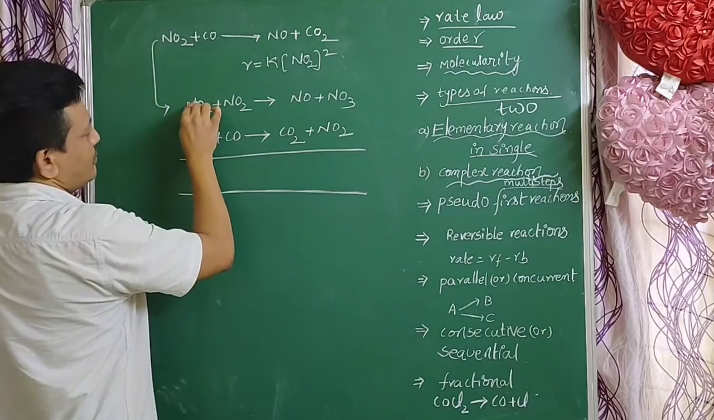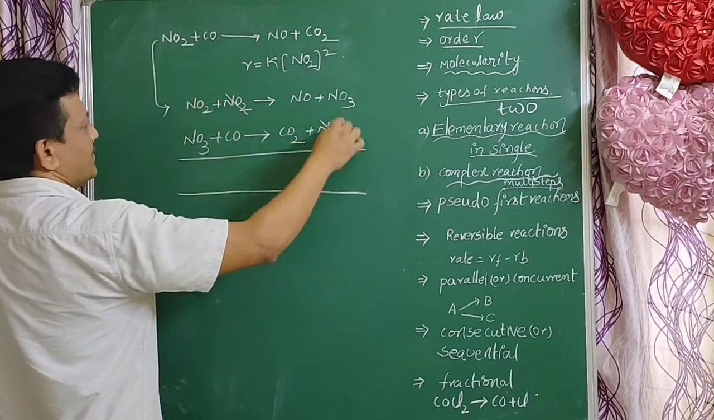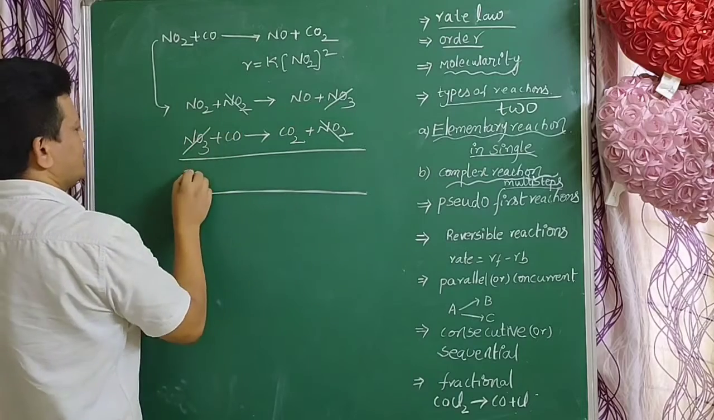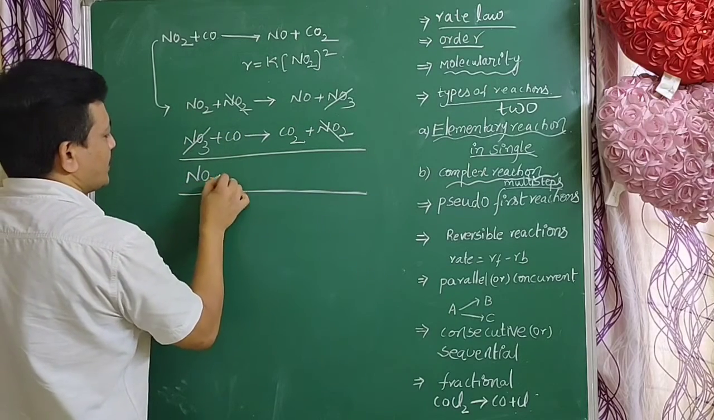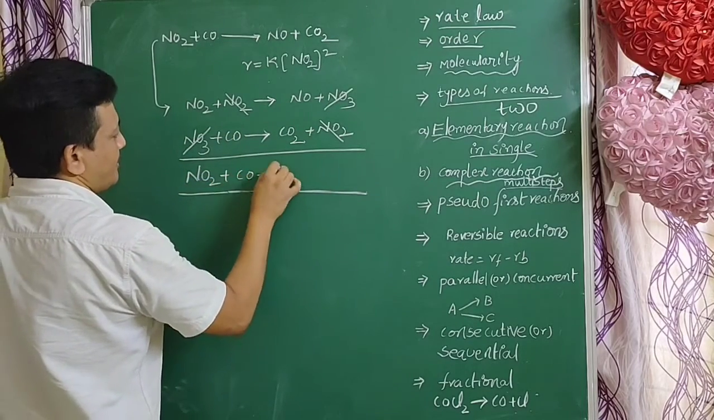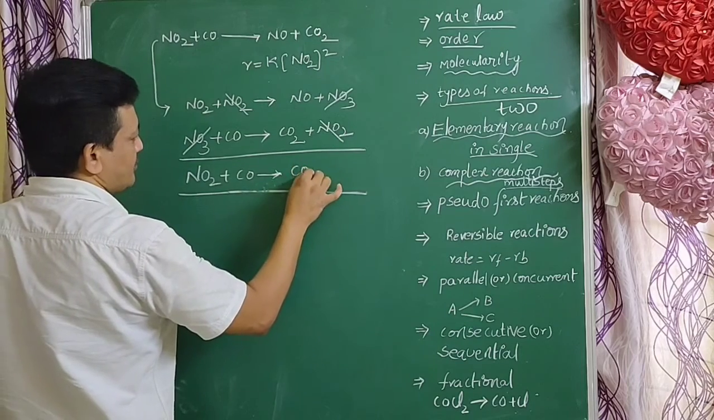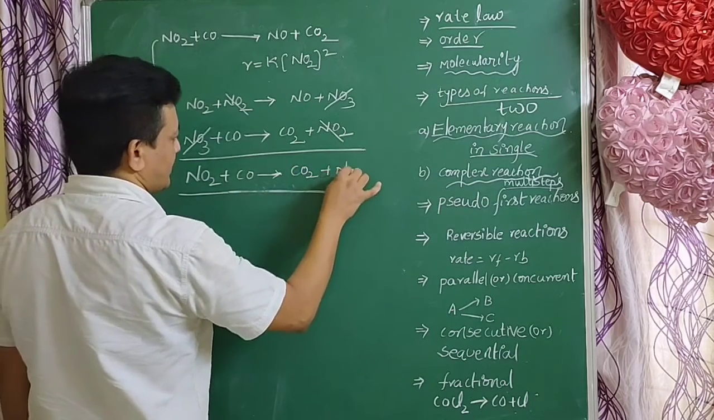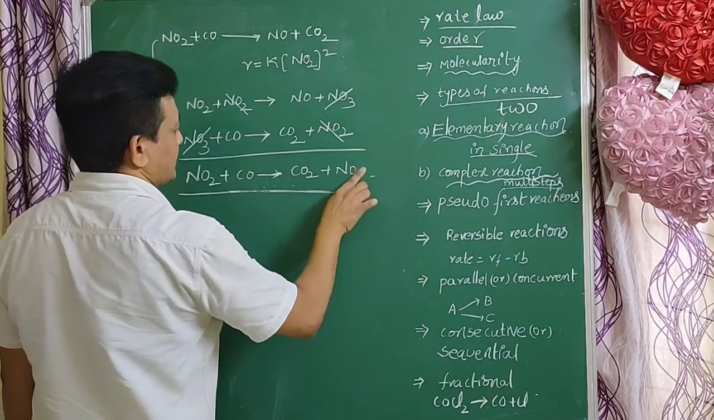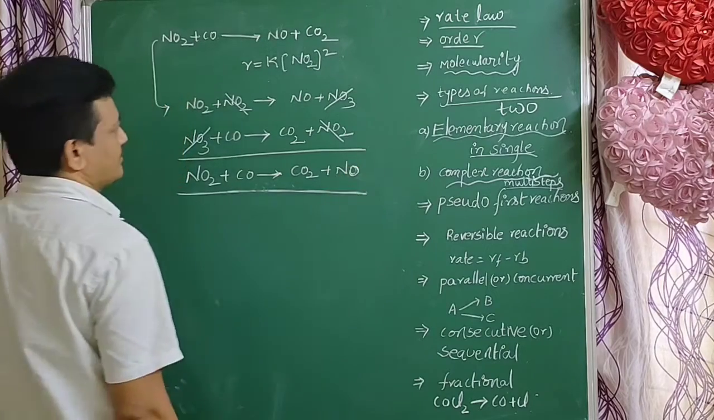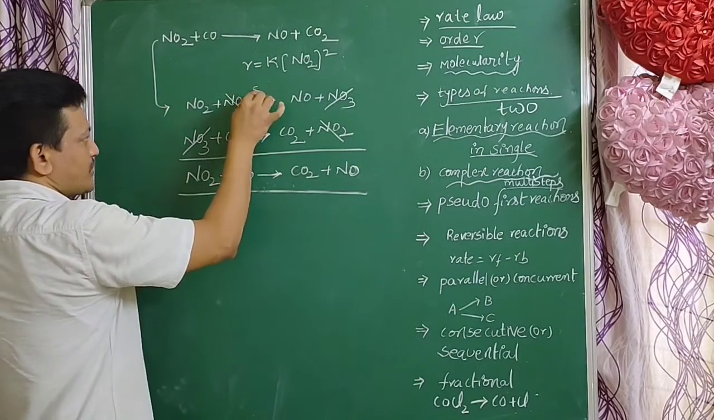So NO2 cancels, NO3 cancels. So NO2 plus CO convert to CO2 plus NO. This is the final equation. So this is the slow step.